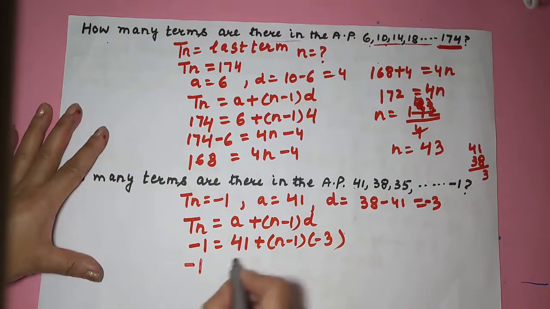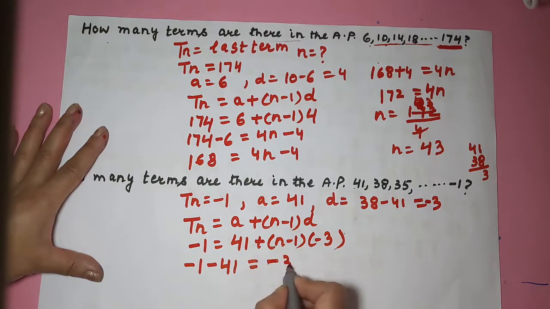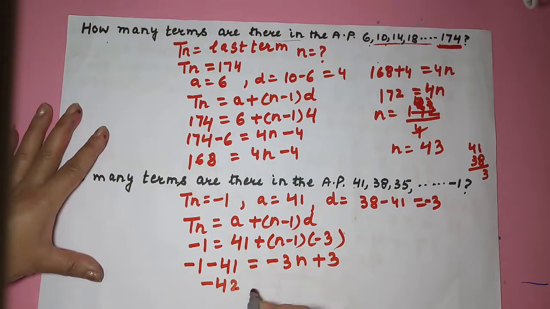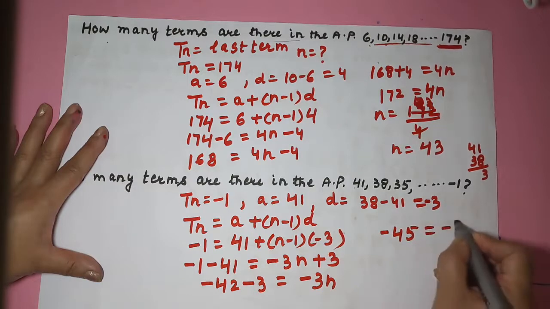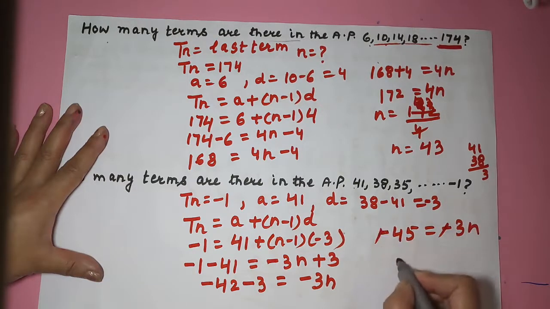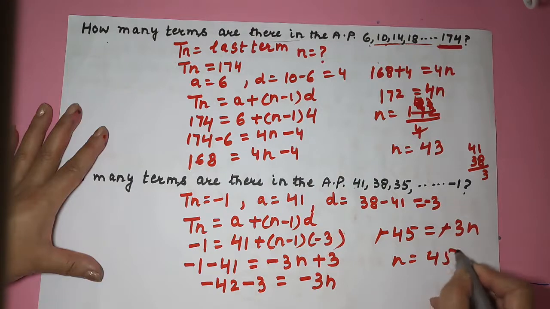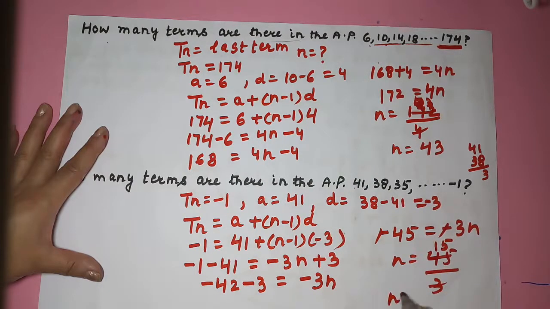So minus 1, shift this to this side, minus 41 equal to minus 3n plus 3. This becomes minus 42, and if I shift this side, equal to minus 3n. Now I have minus 45 equal to minus 3n. Minus and minus will go. n will be 45 upon 3. So 3 5s are 15. So there will be 15 terms in this sequence. Right?